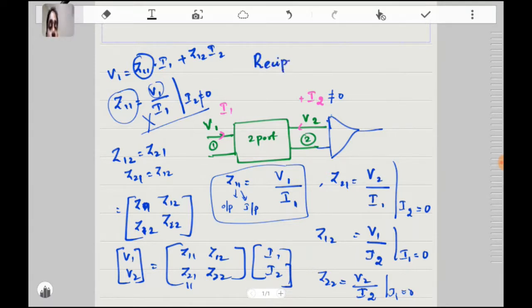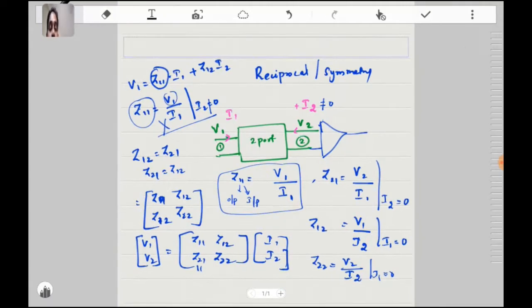Remember this term, it will be useful: reciprocal, or symmetry device, meaning that I can interchange this device. For example, if a two-port is symmetry, I can just reverse this device. Instead of giving input here, I can give the input here and take output. I can interchange it so that I can use it whichever way I want.